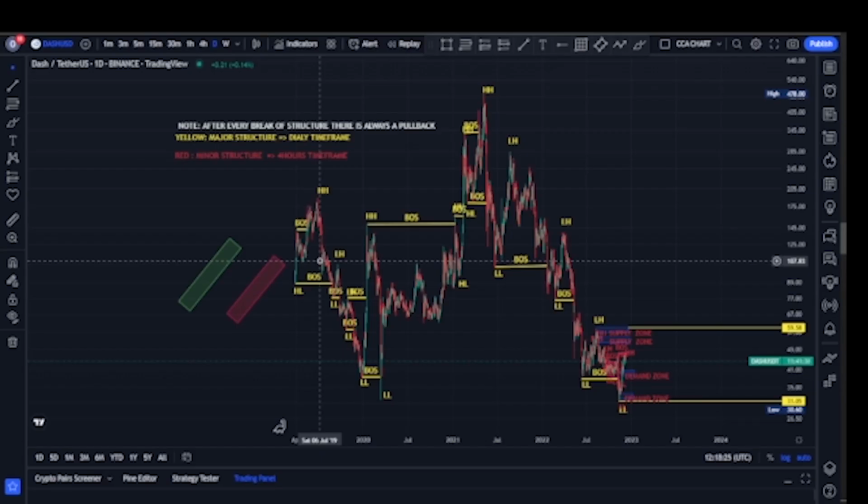Guys, welcome to the Dash USDT price market chart. As you can see, I've already labeled out my market structure. I use yellow to map out my major structure, which is my daily time frame, and I use red to map out my minor structure, which is my 4-hour time frame.